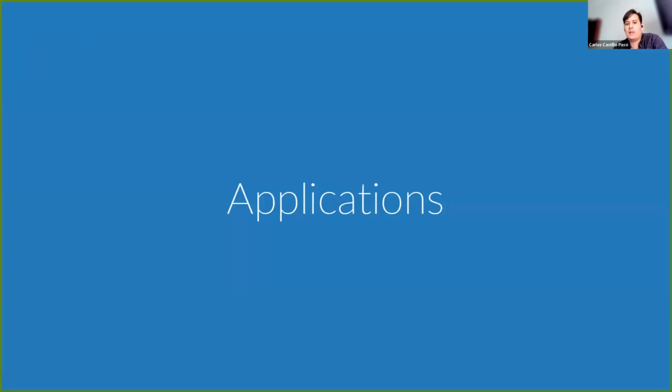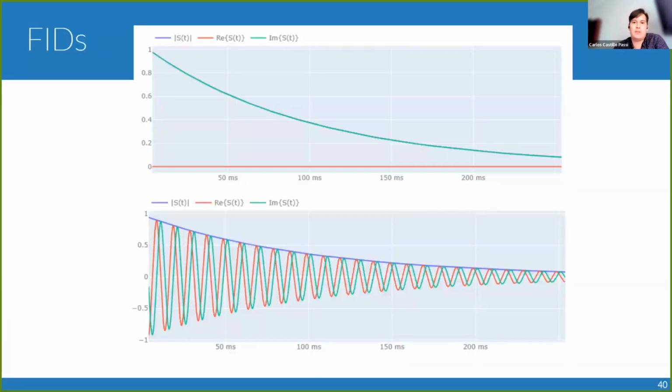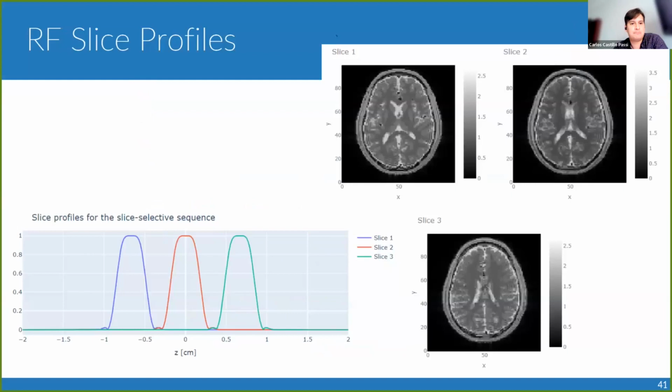Just to go through a few applications. This is very simple, but it's showing an FID with and without off-resonance, and you can see the T2 decay and the off-resonance that produces these oscillations in the signal. You can also simulate 3D phantoms. Here is a brain, and the sequence is 2D and multi-slice, so you have 3 different slices. Here I'm showing the slice selective profiles, and here you see the simulations for each one.